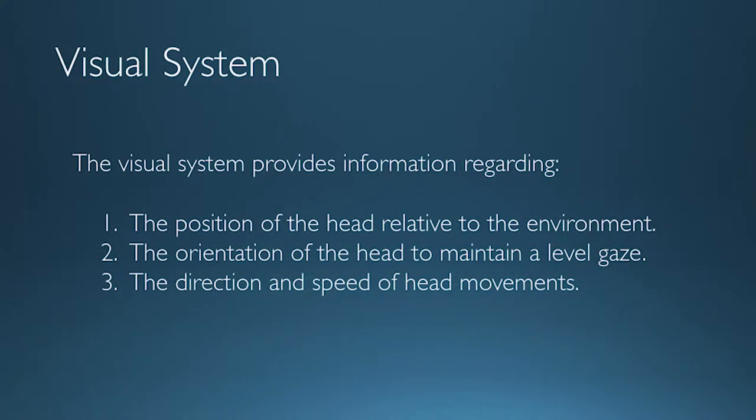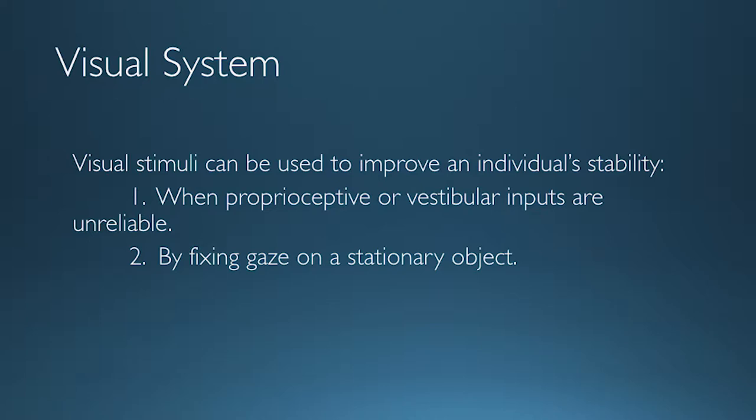So looking at the visual system. The visual system provides information regarding, first of all, the position of the head in relationship to your environment, the orientation of the head to maintain a level gaze, and the direction and speed of head movements. Visual stimuli can be used to improve a patient's stability. A lot of us use vision more than we realize. When your somatosensory system, which is your proprioceptive joint receptors, or your vestibular system, your inner ear, is not reliable, you tend to fix your gaze on an object to give you that sense of stability.